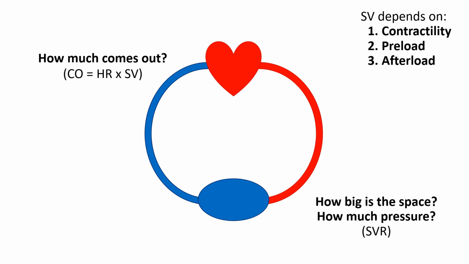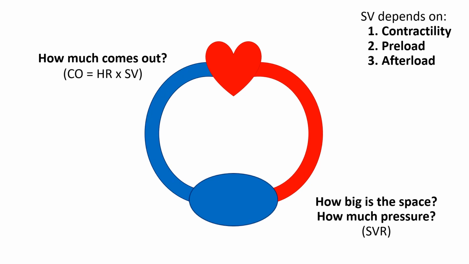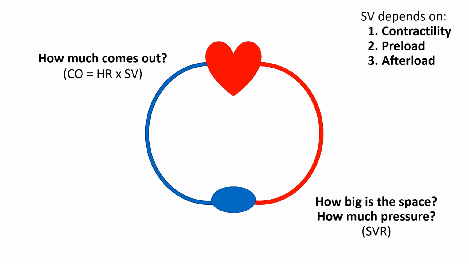Afterload just refers to how much pressure the heart is pushing against to get blood out. If the vascular space is really dilated and the pressure is really low, afterload is going to be really low because there's not going to be much pressure that the heart has to push against. On the other hand, if the vascular system is really clamped down, the heart is going to have a harder time pushing against that and getting more blood flow going.